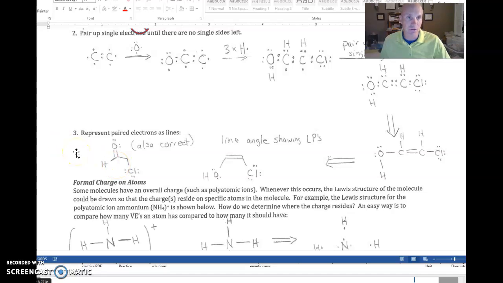All right, there's also other acceptable Lewis structures. And that's one of the things, especially when we get to organic chemistry, you'll realize that there's more than one correct way that you can draw a structure.